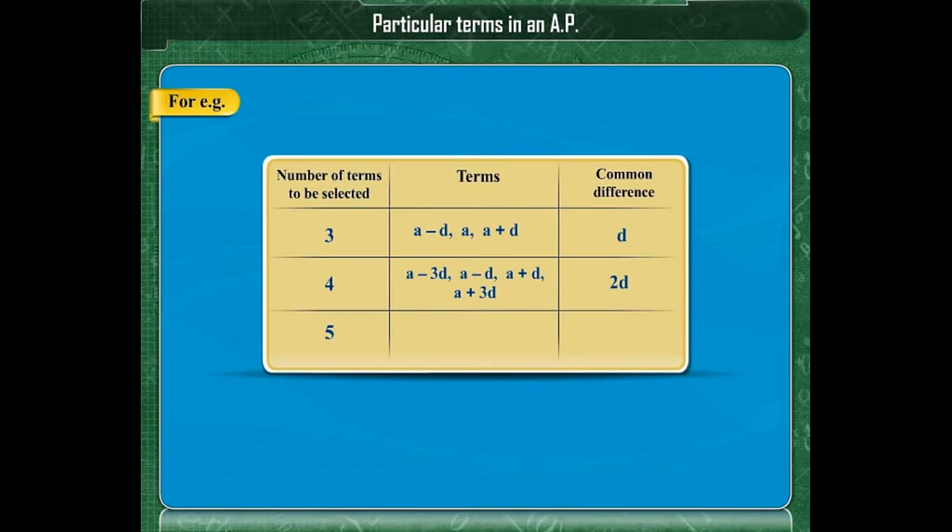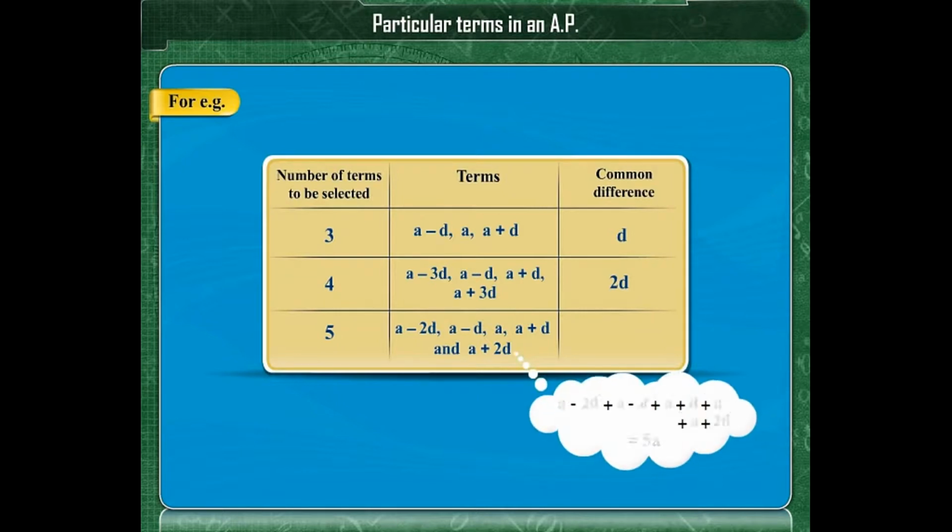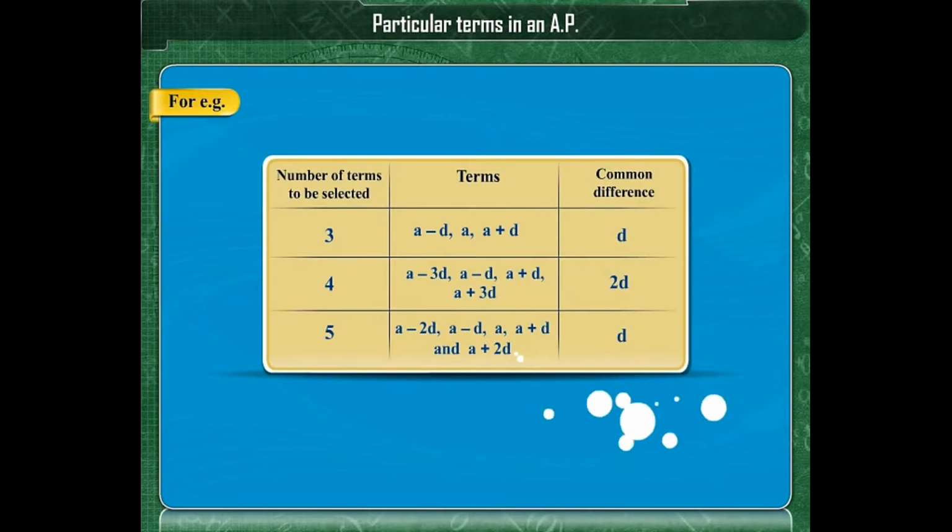For 5 terms, it is easier to assume it as A minus 2D, A minus D, A, A plus D and A plus 2D. Here too, on finding the sum, D will be eliminated. Let us now solve a few examples based on this type of assumption.